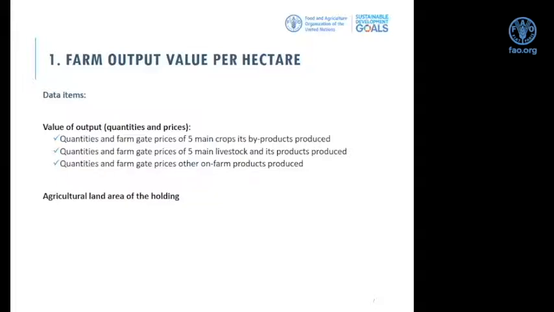Now, what we require for value of output is quantities and farm gate prices. If we have these two variables, we simply multiply them to get the value of output. And then of course, we divide it by the agricultural land area of the holding to get the farm output value per hectare.